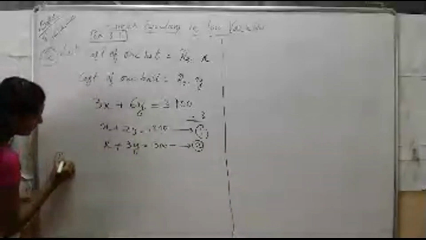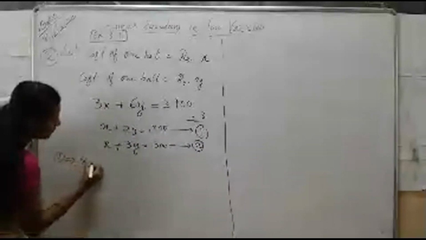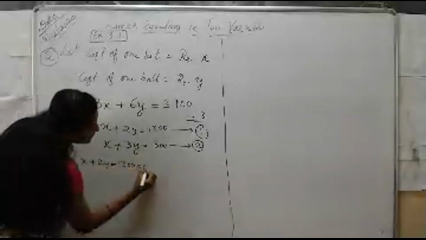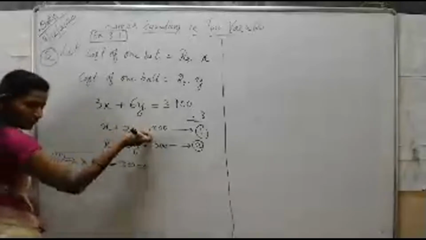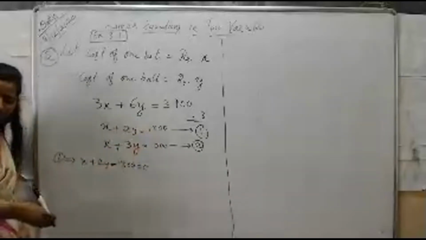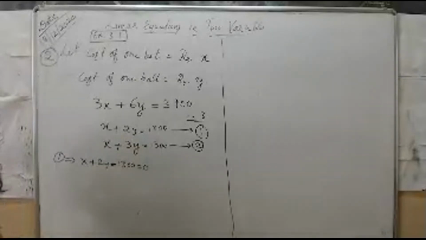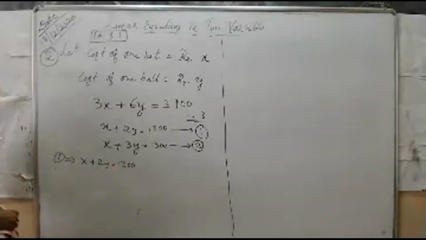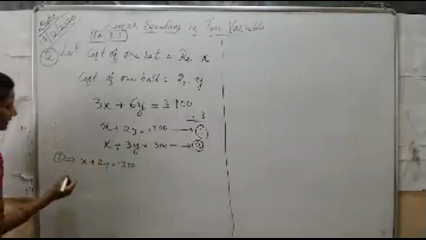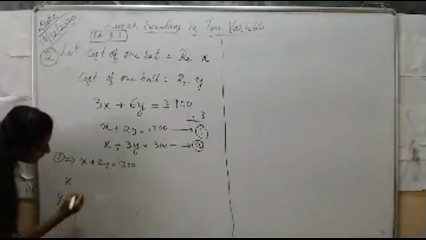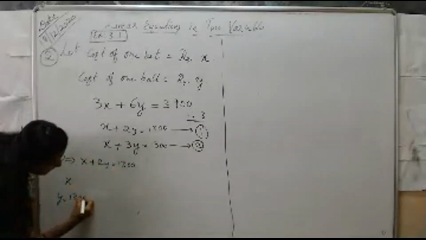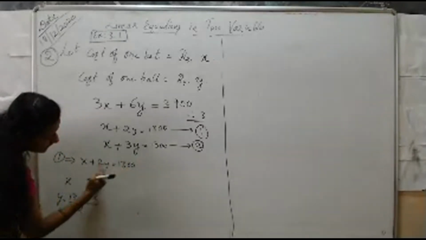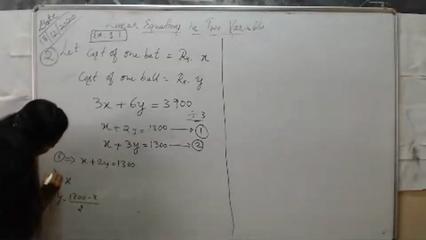Solve this equation. Equation 1 implies, what is equation 1? x plus 2y minus 1,300 is equal to 0. However you want, you can write. If you want, you can write like this or like this, minus 1300. Next, what is y here? y is equal to 1300 minus x divided by 2. See here, x goes to the right side, 2 comes to the denominator.